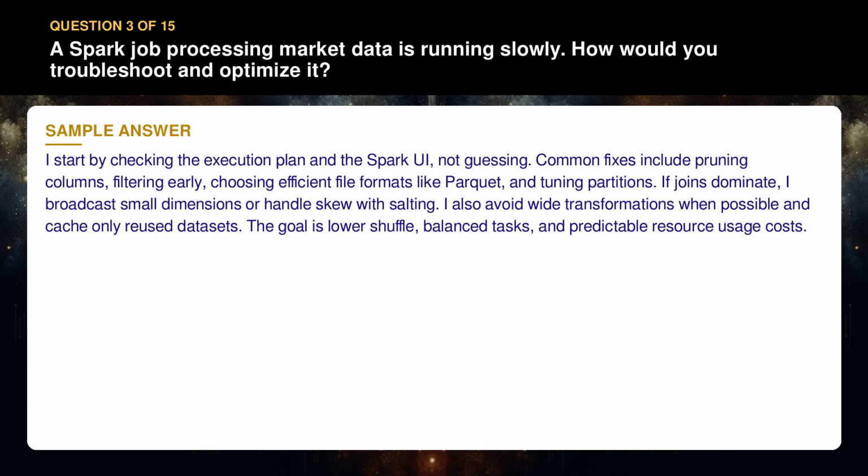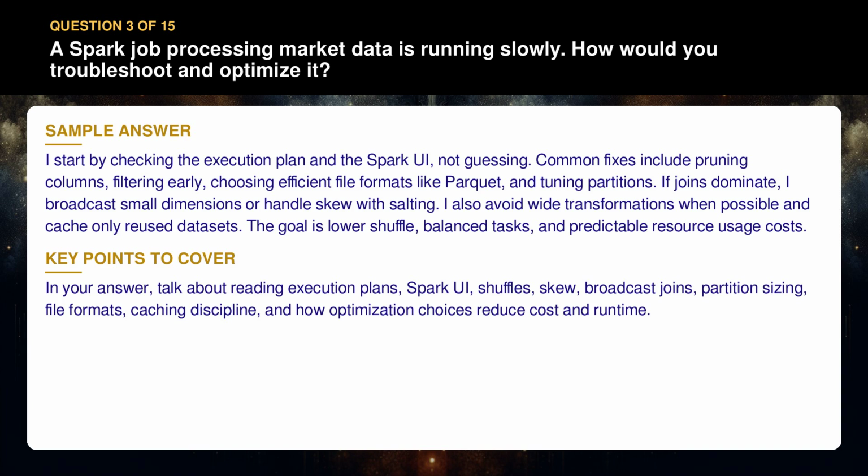I also avoid wide transformations when possible, and cache only reused datasets. The goal is lower shuffle, balanced tasks, and predictable resource usage costs. In your answer, talk about reading execution plans, Spark UI, shuffles, skew, broadcast joins, partition sizing, file formats, caching discipline, and how optimization choices reduce cost and runtime.